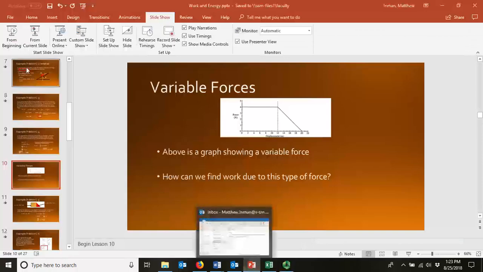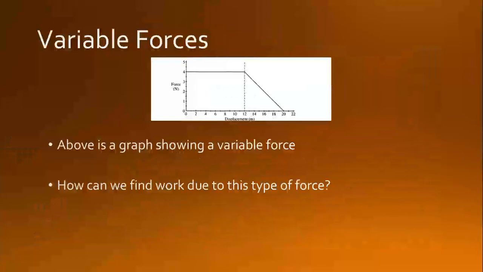Alright, so in this lesson we're going to look at work done by variable forces. So far we've only dealt with forces that are constant forces. And so in the graph above we have a force that's a variable force, and this force looks like it acts with a magnitude of 4 newtons for 12 meters, and then it looks like it linearly decreases from displacement of 12 meters to 20 meters from 4 to 0.